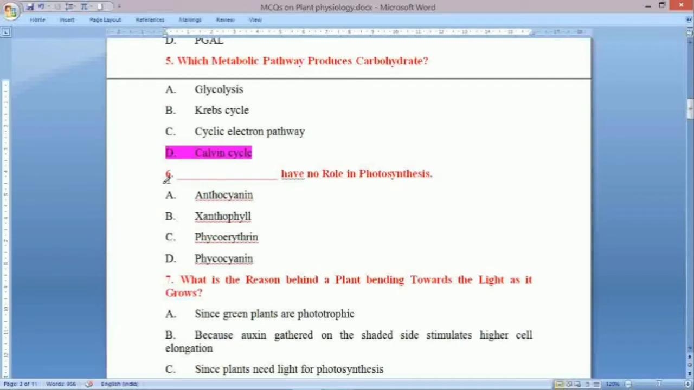Next question, question number 6. ... have no role in photosynthesis. Option A, Anthocyanin, B, xanthophyll, C, phycoerythrin, D, phycocyanin. And here the right answer is option A, Anthocyanin.